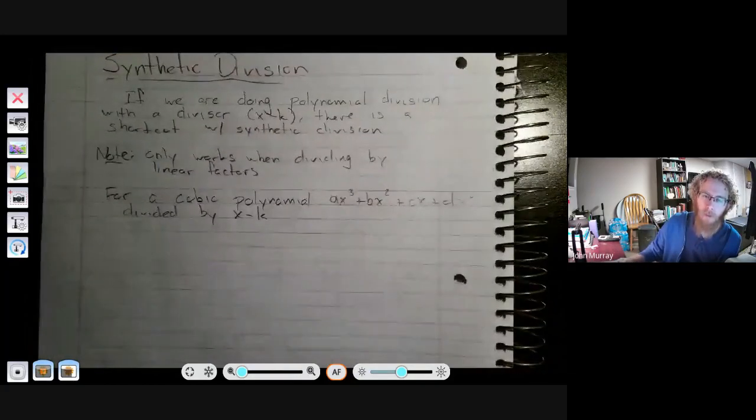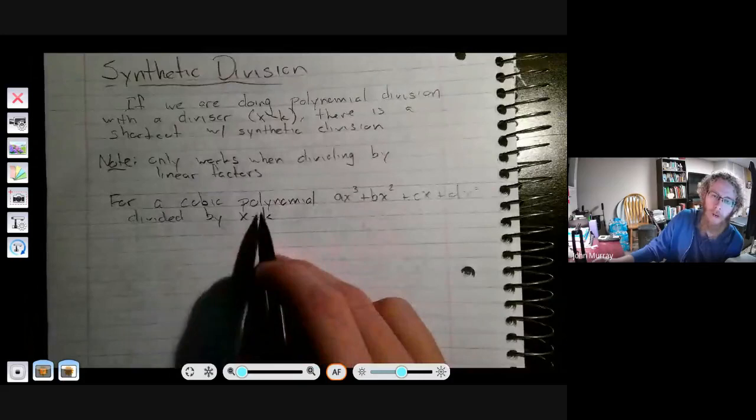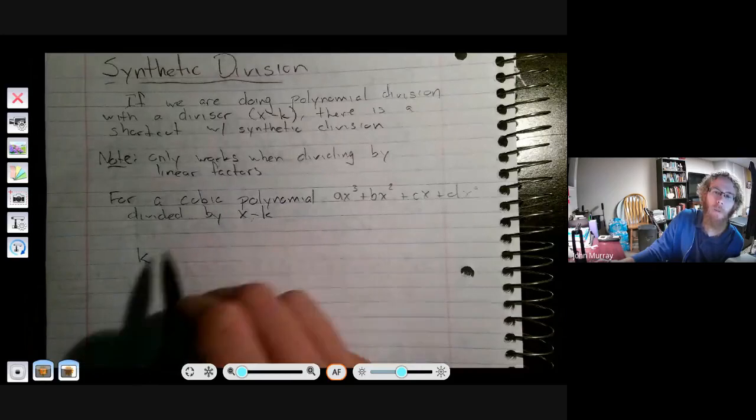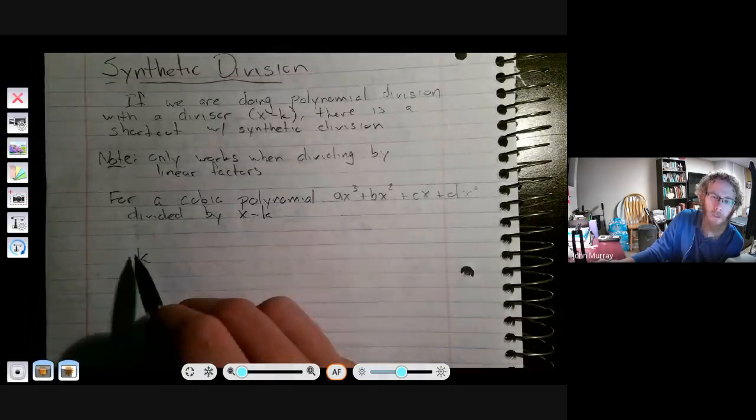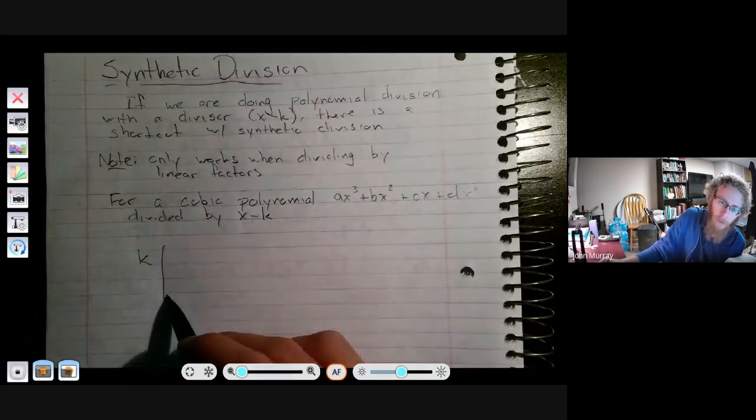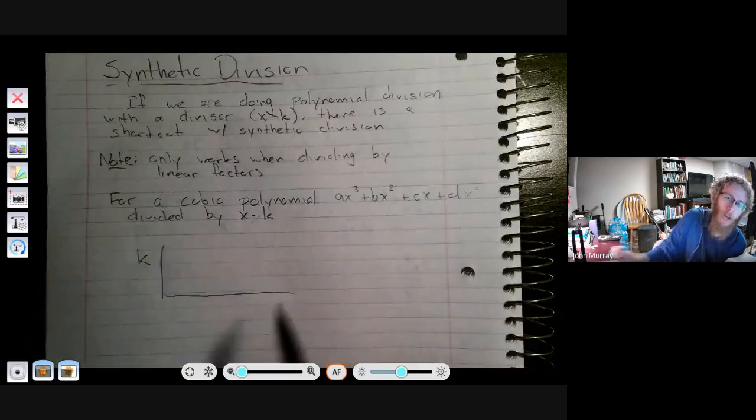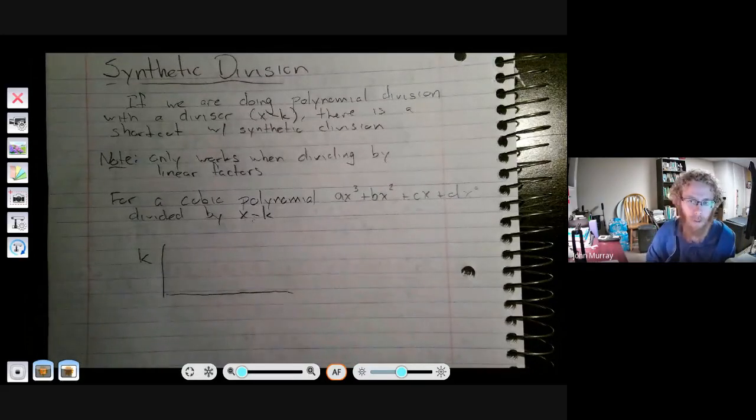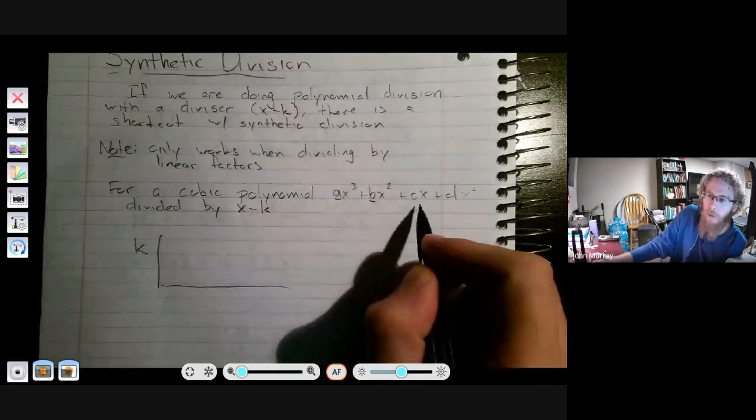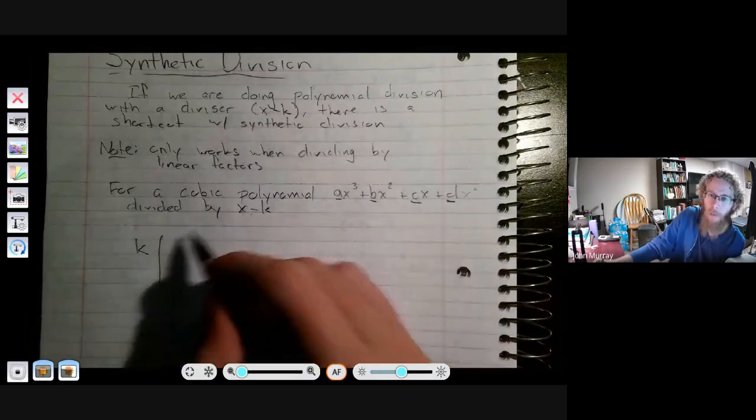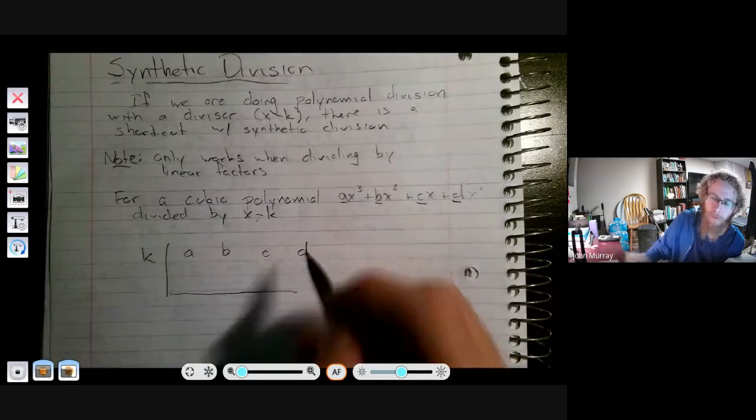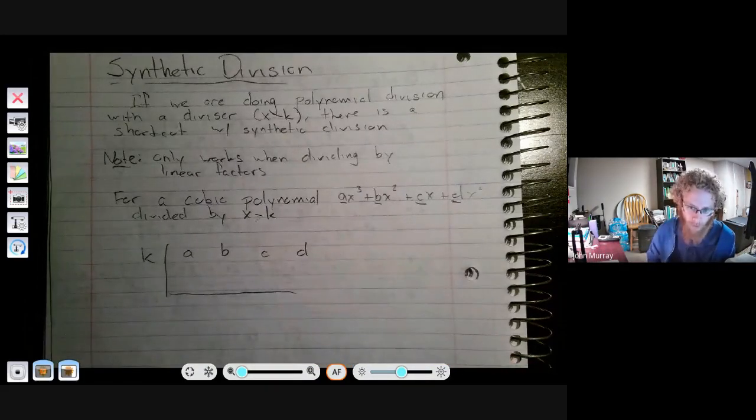So the setup, now there's different ways to set it up. Whatever value you have here is going to go on your outside, and we take the opposite sign. So if this is x minus k, you're going to put a positive k here. Then you're going to make a box, or half a box, with the k on the outside. Then you're only looking at the coefficients, and you're going to put those numbers here. All right, so that's how you set it up.